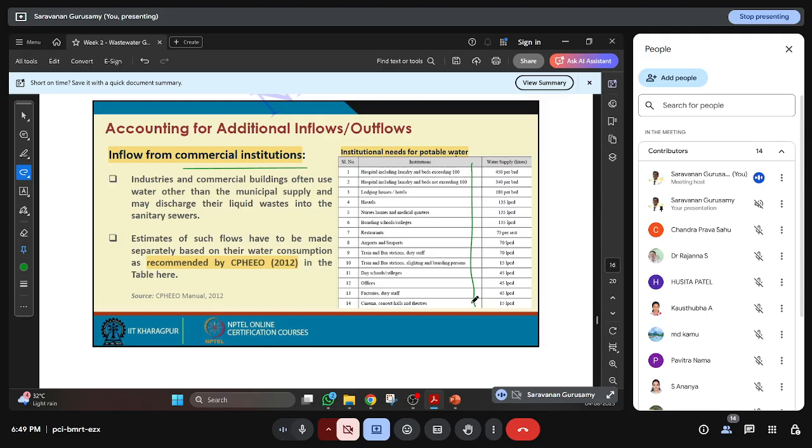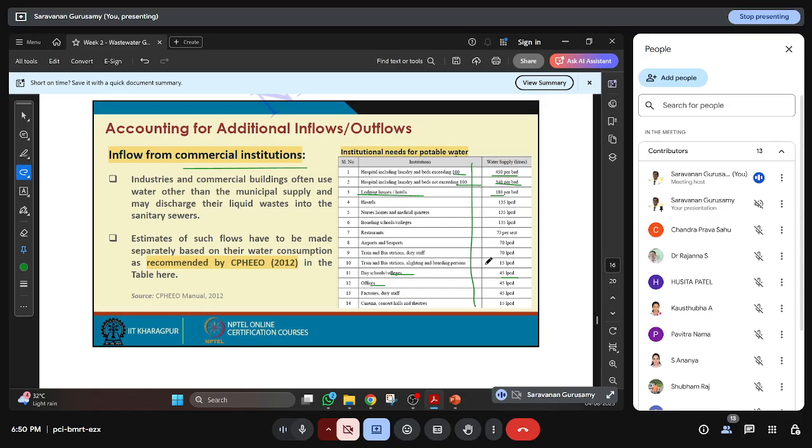Again, based on the CPHEEO manual 2012, we have different institutions and their water supply. If we know the water supply, we know the wastewater generated also, right? A hospital with beds exceeding 100 has 450 liters per day of water supply. A hospital with not more than 100 beds has 340 liters per day per bed. Minimum amount will be for offices and day schools. We use 45 liters per person per day.